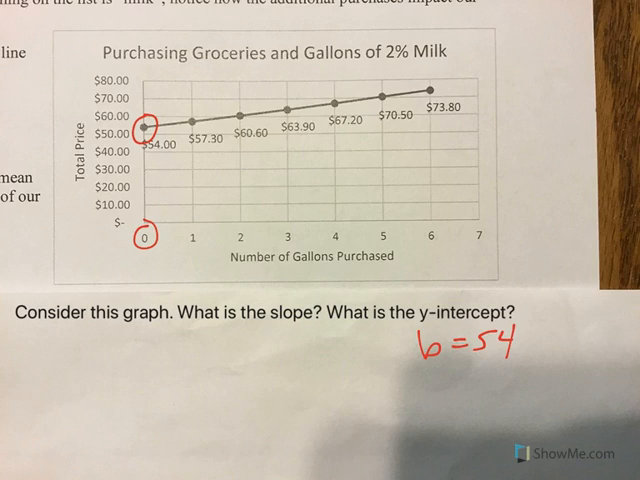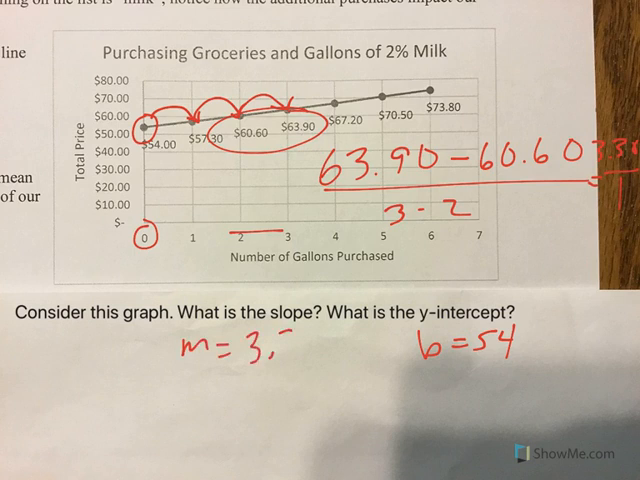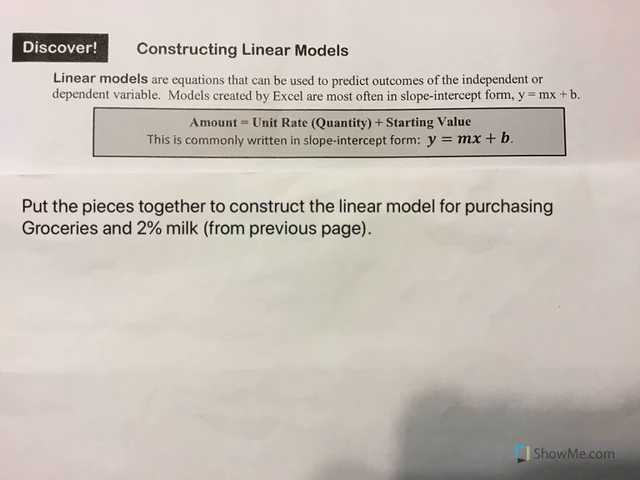Now the slope is the rate of change. How much does it change from one dot to the next? So look, from one dot to the next, how much does it change? And if you're not sure, just take 2 dots right in a row and say, okay, 6390 minus 6060. And we just went one spot, right? So from 3 to 2. So if I subtract those, I get 330 over 1. So the slope is 330. So every time I buy another gallon, it goes up 330.